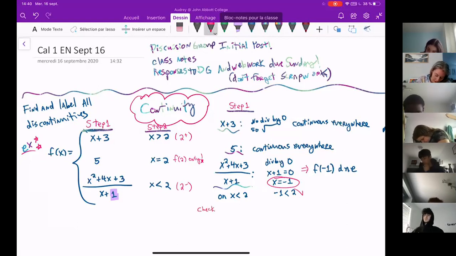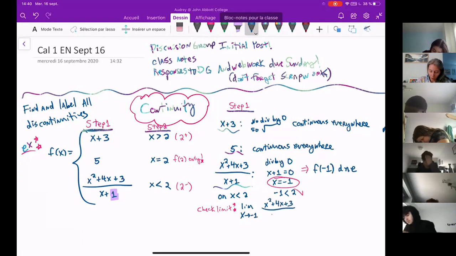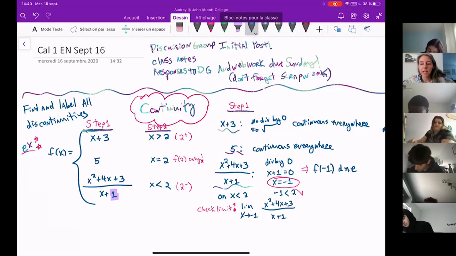Then we want to check the limit to identify the type of discontinuity. So I'm looking at the limit as x approaches -1 of x squared plus 4x plus 3 over x plus 1. Notice this is like a mini version of question 1 from your web work. In other words, question 1 from your web work is just this part of this problem. We identified where the denominator equals 0, and now we're evaluating that limit. So this is just a much bigger problem than that question 1. When I plug in this -1, what do I get?